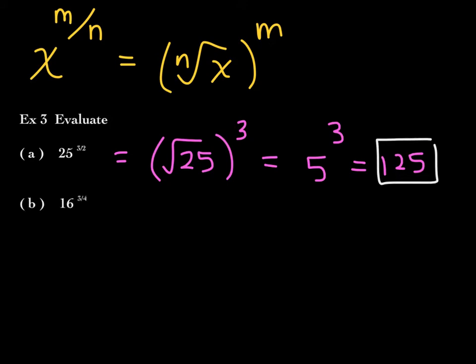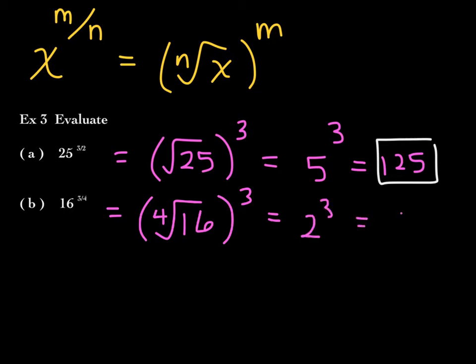16 raised to the power of 3/4 will be the 4th root of 16, and then when you're done finding that 4th root, raise it to the power of 3. Now the 4th root of 16 is 2, and then when you raise 2 to the third power, you get 8. So 8 is the evaluation. I hope you're getting this.